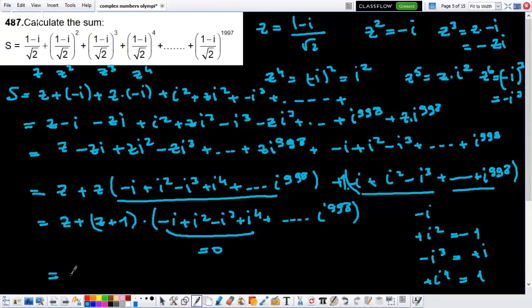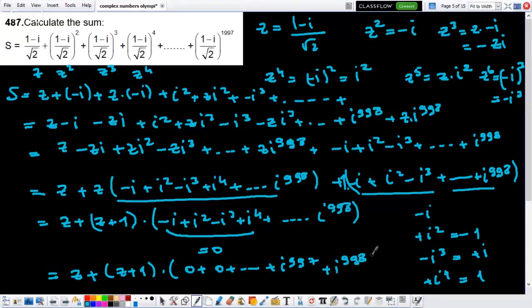So this is going to be like this: z plus 1 times 0 plus 0 plus, it's going to continue like this, i to the power of 997, because 996 is equal to 0, plus i to the power of 998. And these are equal to here. I'm going to continue a bit down.